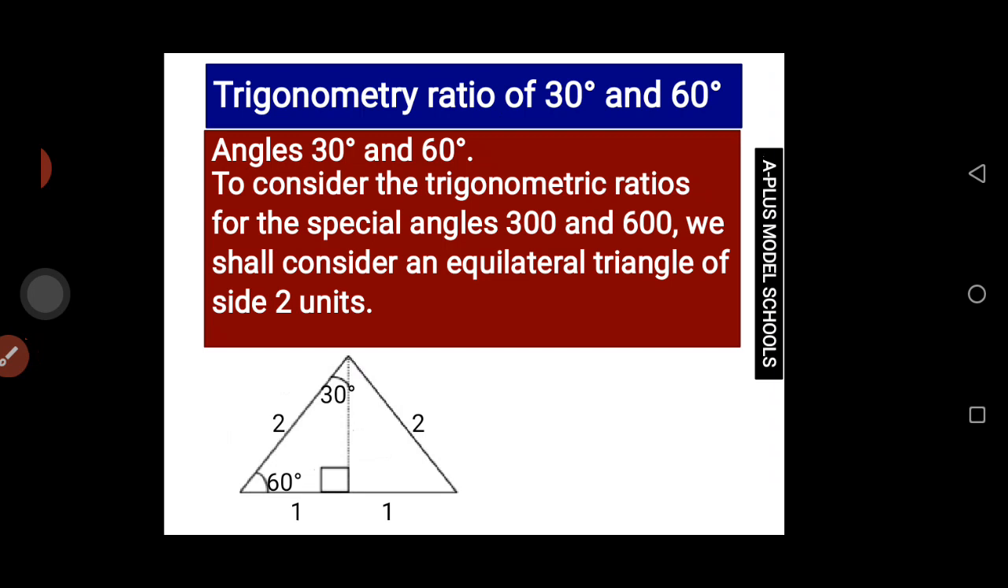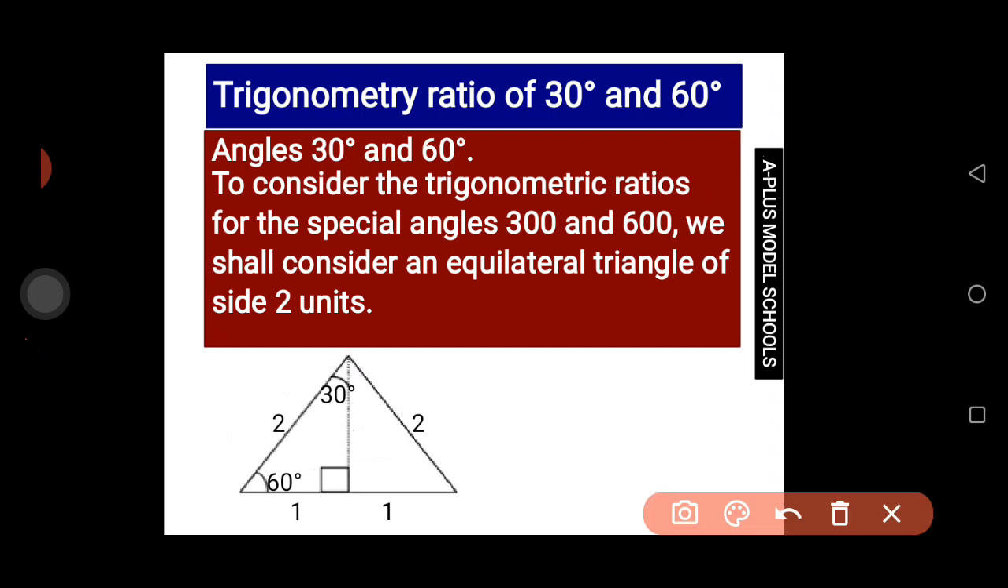Let's now go to the last part of trig 1, which is how you can get the value of the trig ratios. We are starting with angles 30 and 60 degrees, and to consider the trigonometric ratios for the special angles 30 degree and 60 degree, we shall consider an equilateral triangle of side 2 units. Don't forget all the sides of an equilateral triangle are equal.